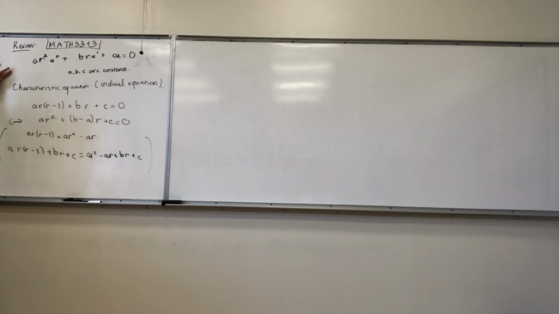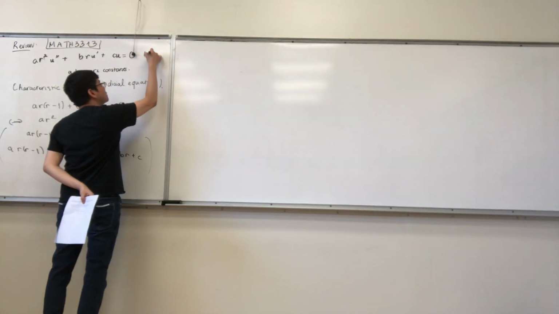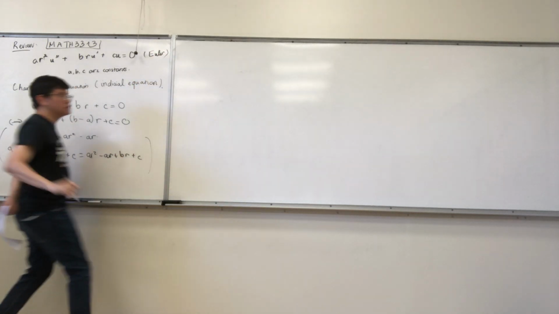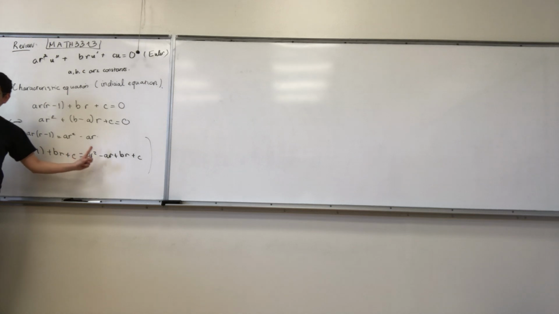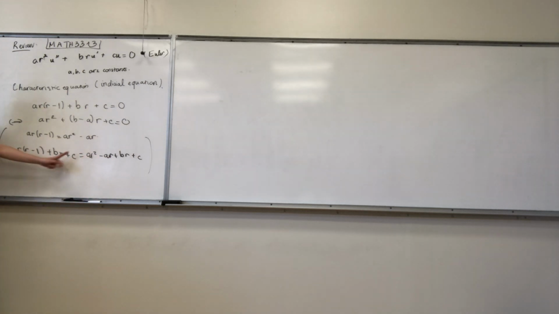All right, so this equation has a name. This is the Euler equation. To solve the Euler equation, you look into this characteristic equation. So you have A R times R minus 1 plus B R plus C is 0. You rewrite A R times R minus 1 as A R squared minus A R, because here you have minus A R, here you have B R. You can group B R and minus A R. Then you get A R squared plus (B minus A) R plus C is 0.